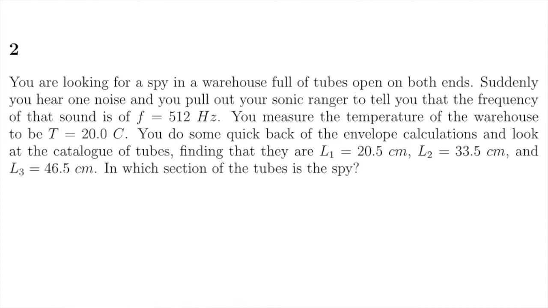You do some quick back of the envelope calculations and look at the catalog of tubes at that warehouse, and you find that the tubes are only of 3 different lengths: 20.5 centimeters, 33.5 centimeters, and 46.5 centimeters. Now, in which section of the tubes is this spy?